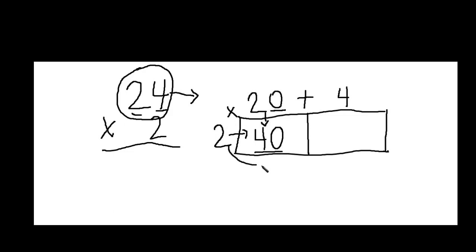Now we're going to do the same thing in this box. We're still going to use the 2, but now we're going to use the 4. Now we have to do 2 times 4. 2, 4, 6, 8. 2 times 4 is 8. After you've filled in both boxes, you add the 2 numbers.